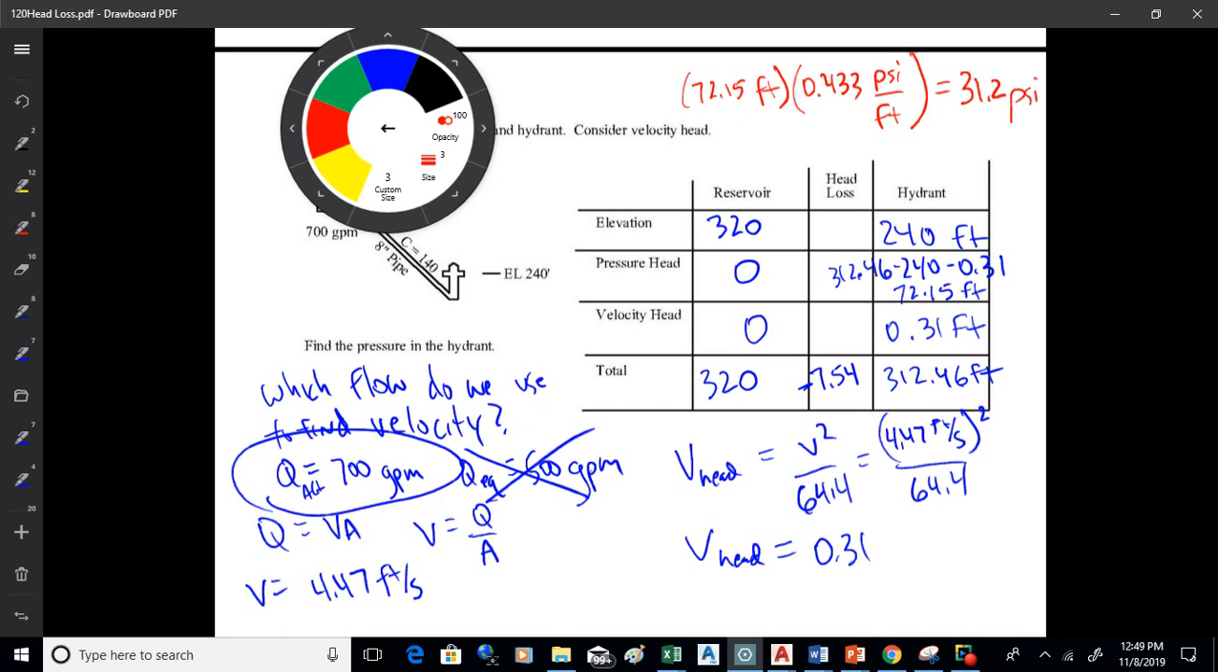Okay. So it's the same problem. You just pick up a little bit of velocity head there. The one thing on this is don't use the equivalent flow, use the actual, because the velocity is just dependent on the flow divided by the area. That's it.